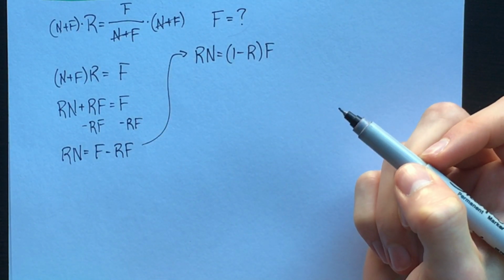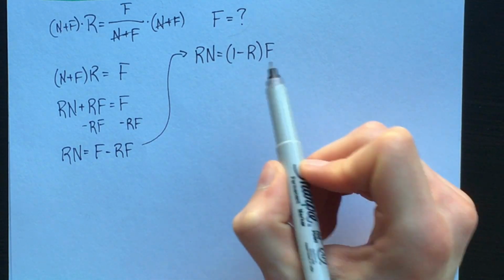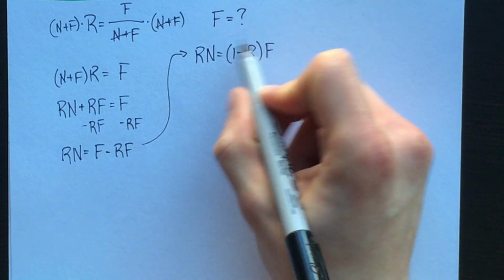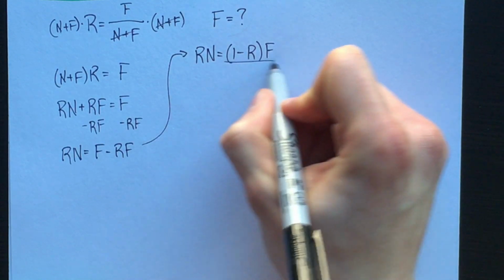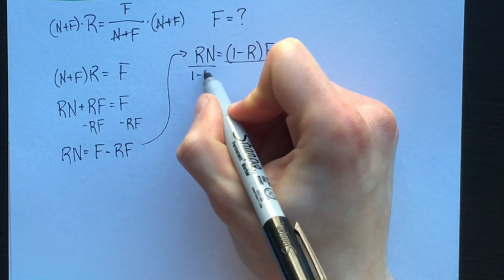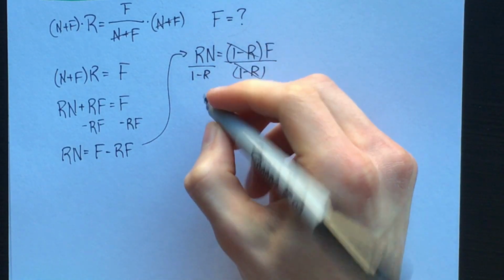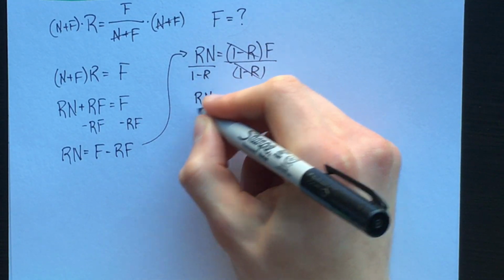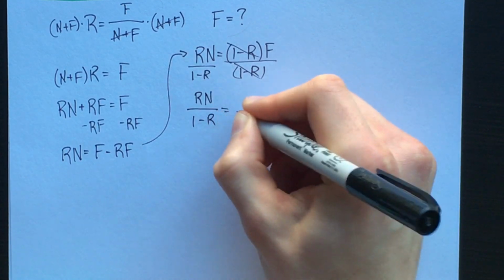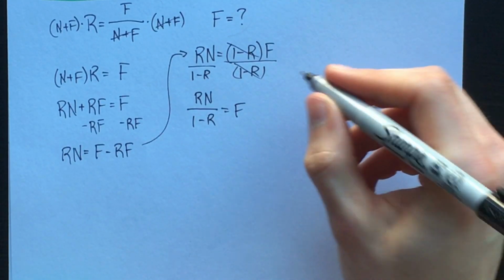So now that you've done this, you can isolate F by dividing out the thing that isn't F. If we divide both sides by 1 minus R, it'll cancel out here, and you'll be left with RN over 1 minus R is equal to F, and that is option B.